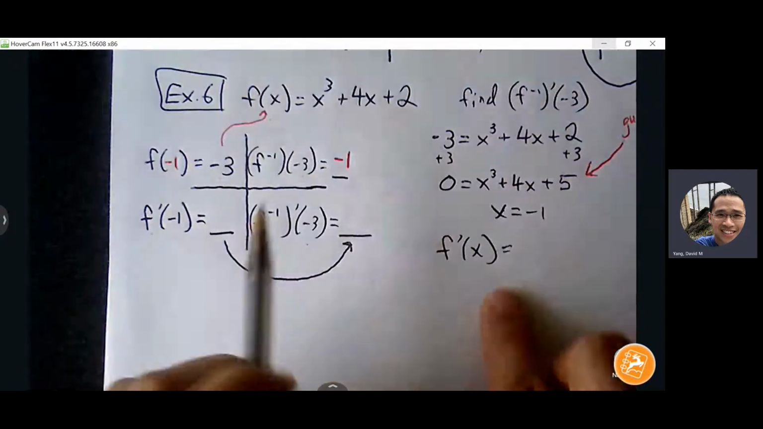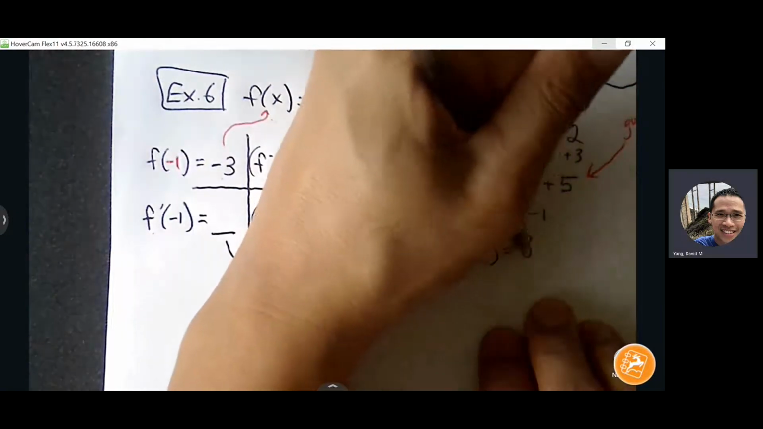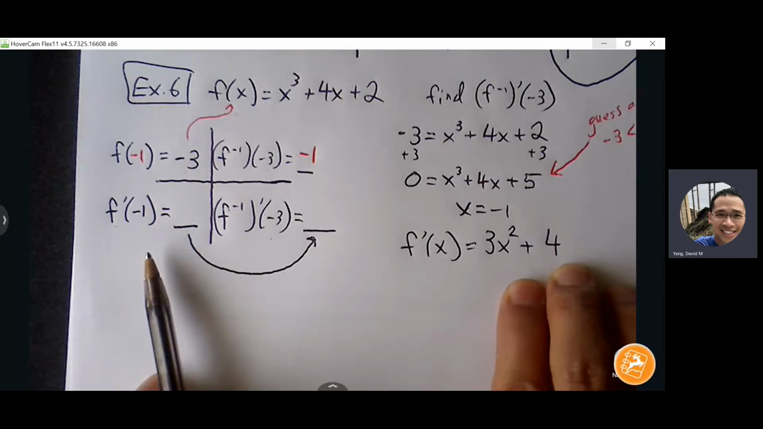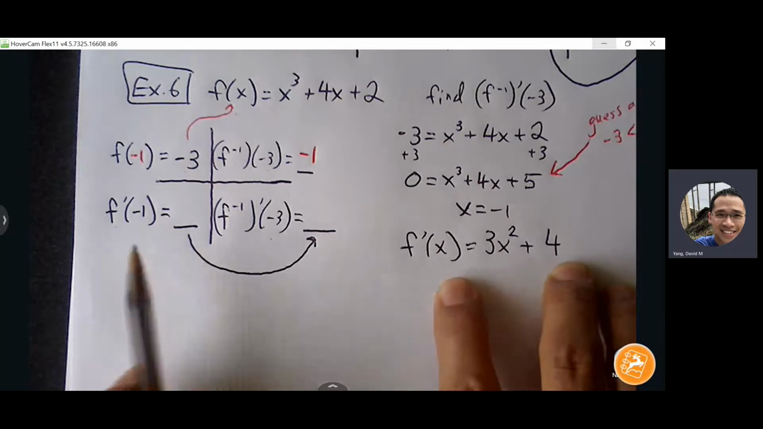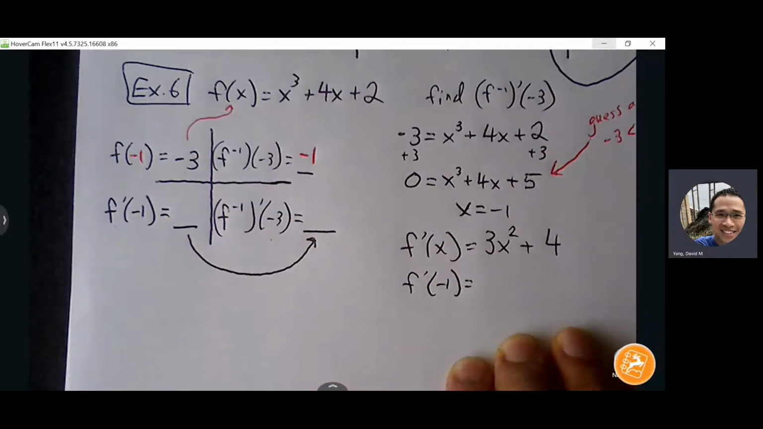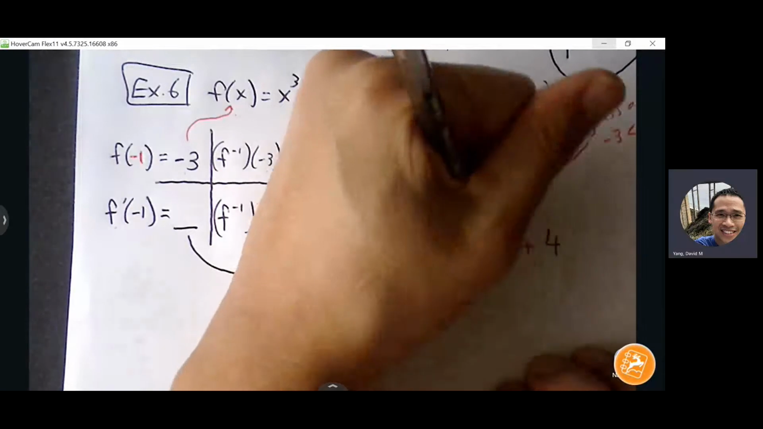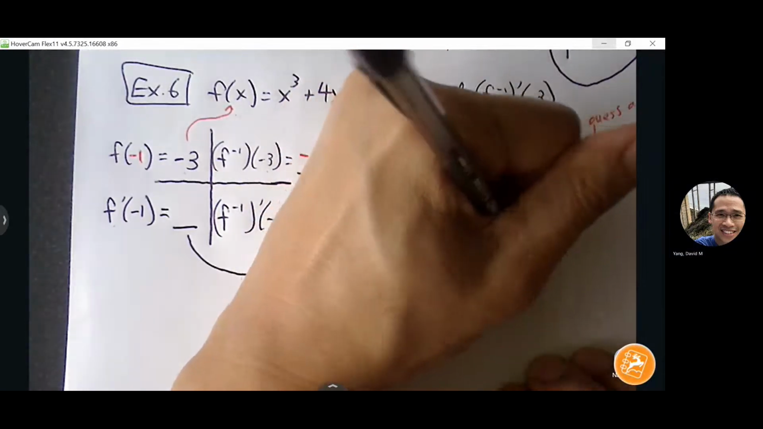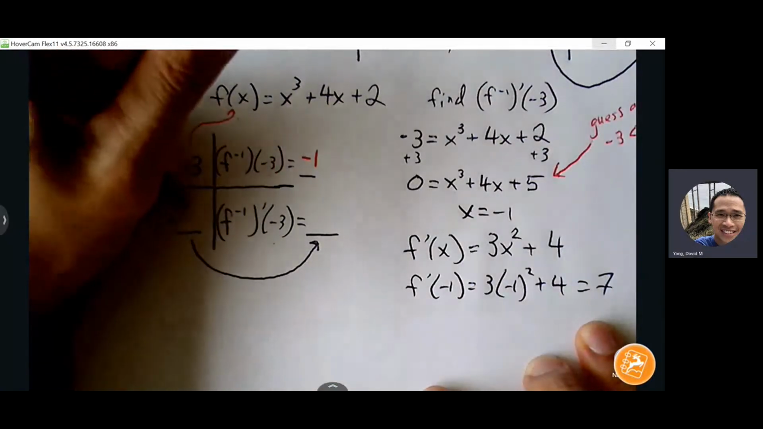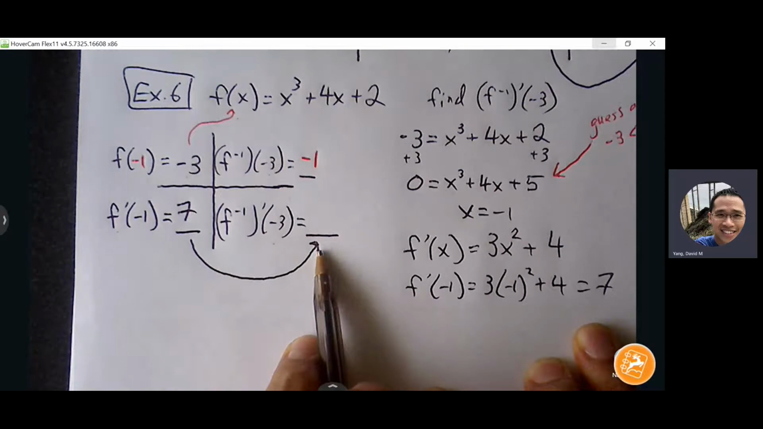What's f prime going to be? 3x squared plus 4. I can now evaluate the derivative at -1. And what do I get? Okay, kind of a coincidence here. So if the slope on my f graph is 7, then the slope of my inverse that I'm looking for must be what? 7.